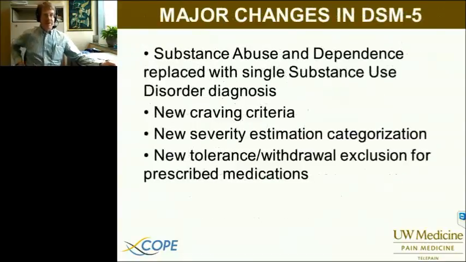So the major changes with DSM-5 are that substance abuse and dependence is no longer what we call it. We call it substance use disorder, and there's one diagnosis, although it can be substance use disorder or a specific substance like alcohol use disorder or opioid use disorder. They added a criterion for craving, which was not a part of DSM-4. They also added a severity estimation and have categories for that. And they talk about prescribed medications and the tolerance and withdrawal that are reliably induced by some prescribed medications, including opioids, and they are trying to have criteria so that those don't count towards a diagnosis of addiction. Next slide.